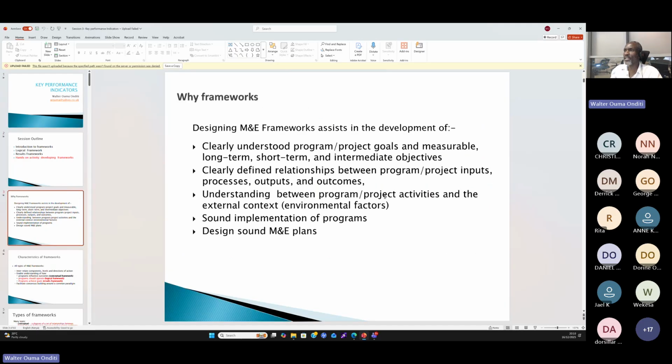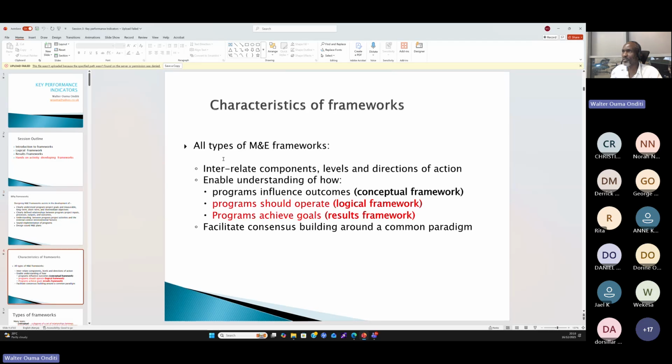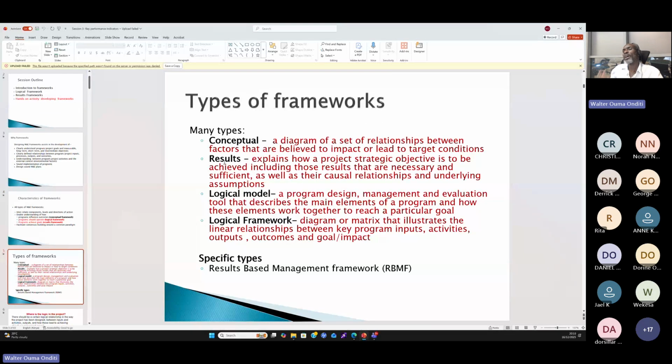So I think some of these maybe I've talked about them. Let me just try to jump a few here. Now, when you talk about the framework here, because this is where we are going, I would be more concerned about the results framework. I would be more concerned about the logical framework and, of course, the logical model. These are going to be very critical for us.